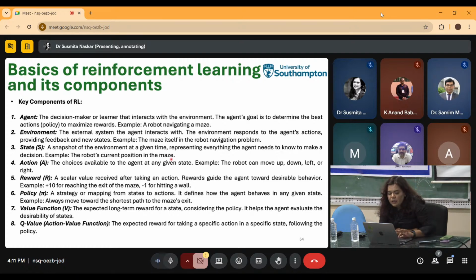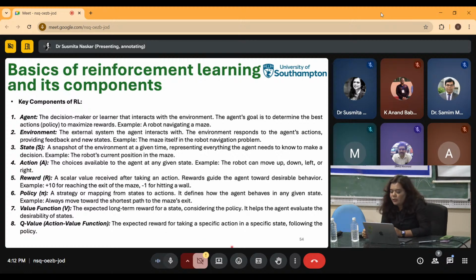And then the other one is the action, right? Actions are the possible choices available to the agent at any given point of time. And then reward, we know that rewards are scalar values received by taking an action. They can provide the agent desirable behavior by being positive, or they can be negative, right? Both are possible. And then the policy is the strategy, the mapping from the state to the action. It defines how the agent behaves at any given state, and that's called a policy.